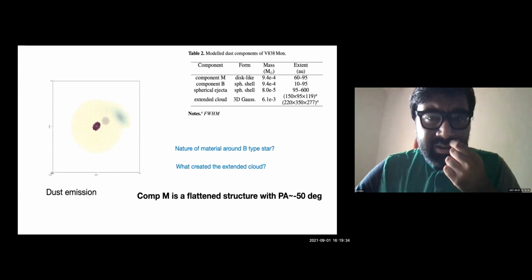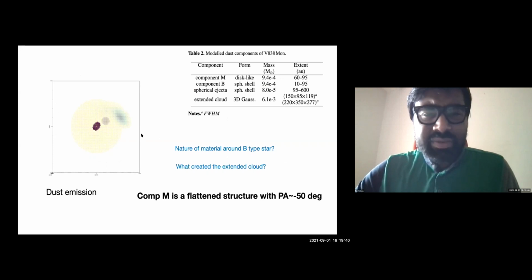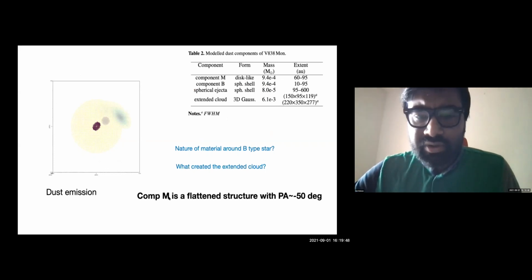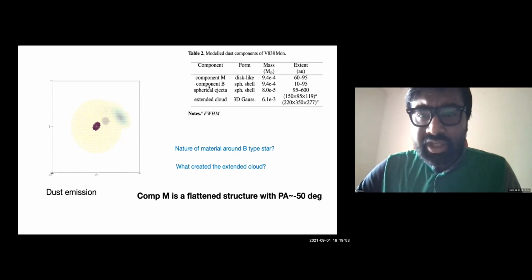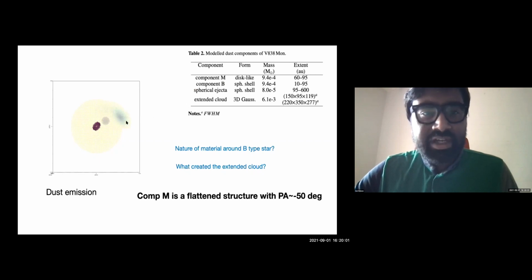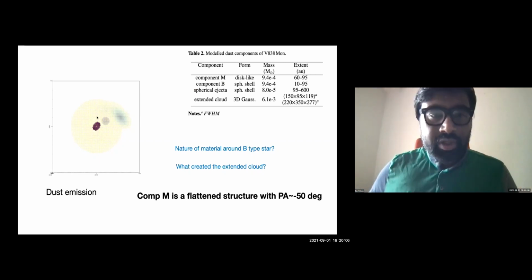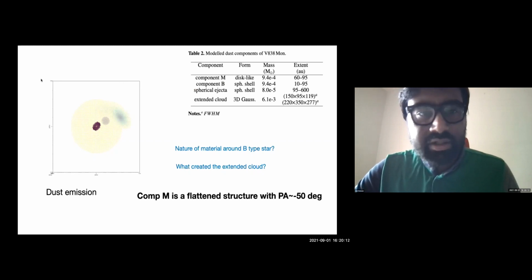We also did model the SED in the dust emission. And the way this was done is for the central M component, a disc-like structure or a torus-like structure was used to produce the SED. And for the B-type star, we had essentially a spherical shell. And then finally, for the extended component, there is this 3D Gaussian. And what encircles all of this is another giant shell that we call the spherical ejecta.